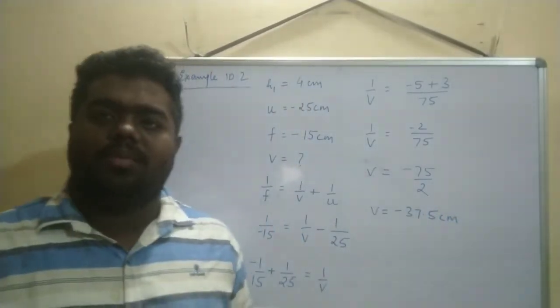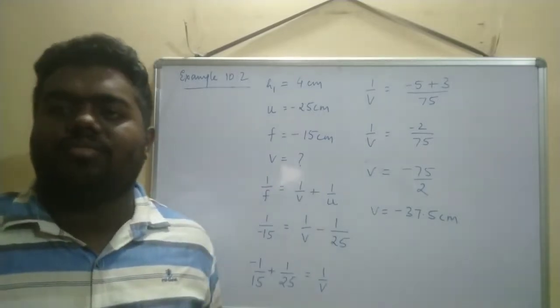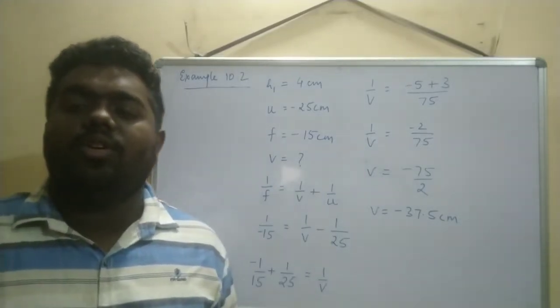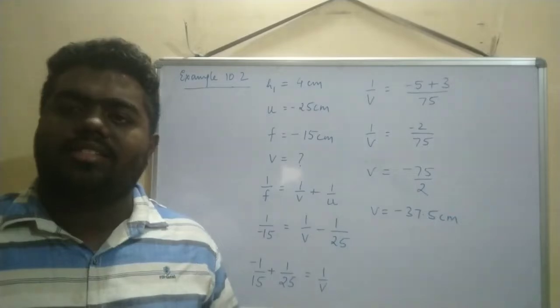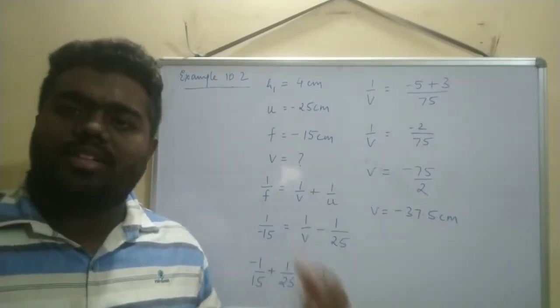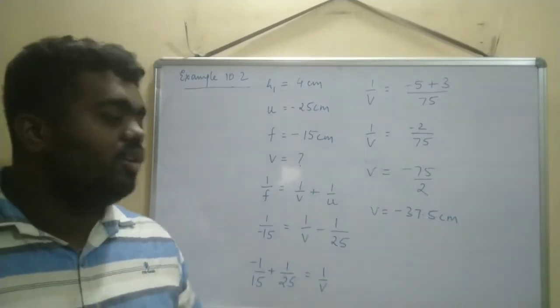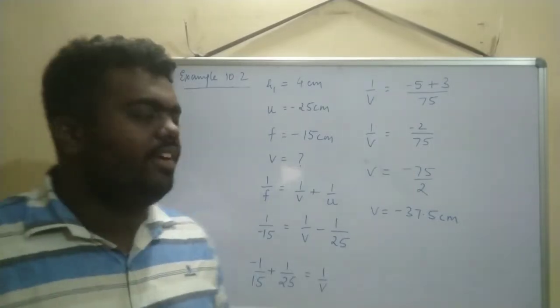Minus has come, that means the image is formed on the left side. Yes, in a concave mirror, leaving only one case, in all the cases the image is formed on the left side. So it is formed on the left side at minus 37.5.